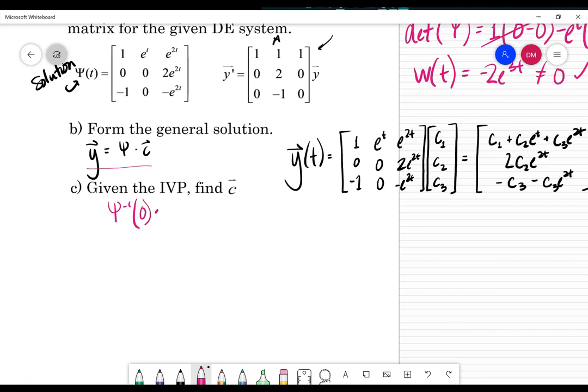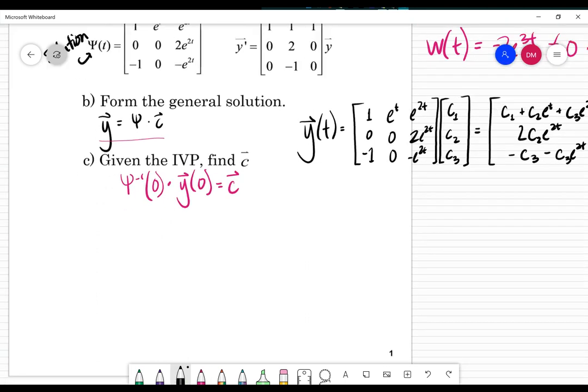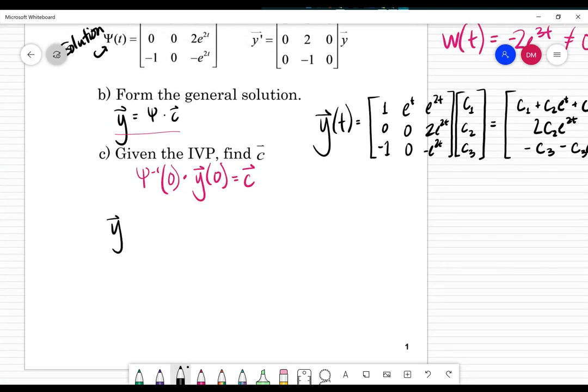Okay, and then that's going to get multiplied by y of 0, and then that's going to give us C. So that's what we're going to do. So here's our initial value for this problem. If we evaluate y of 0, we are getting this solution matrix here, 0, 2, -2, or our constant matrix, I guess.